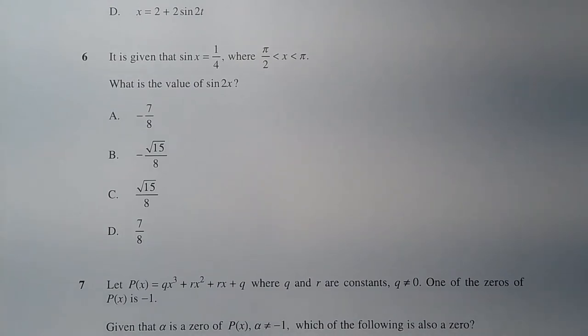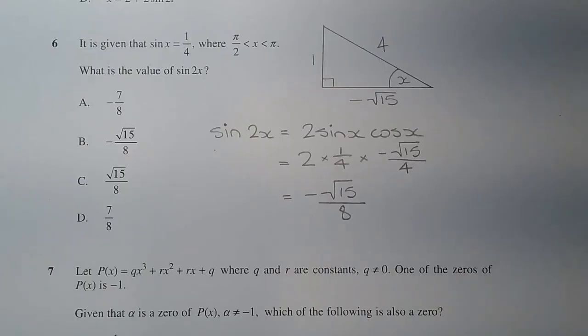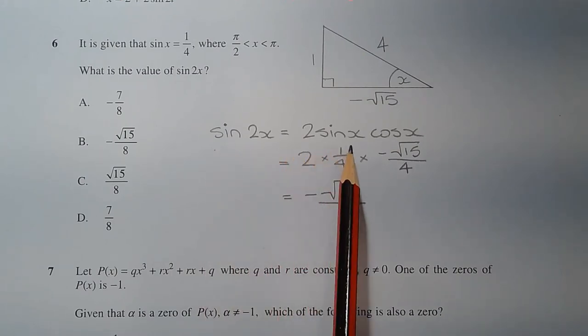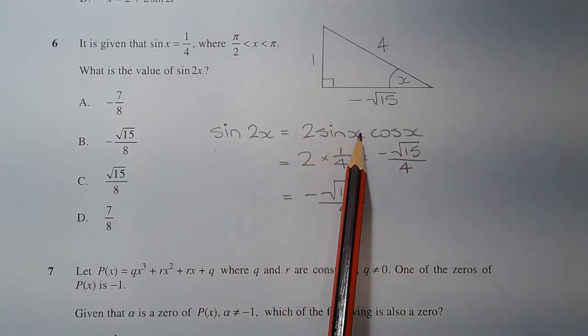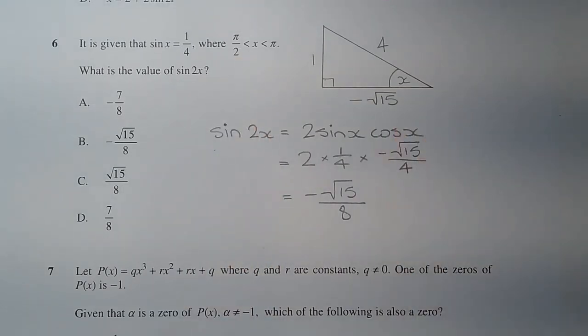Question 6. It is given that sine x equals 1 over 4, where x is greater than pi over 2 and less than pi. What is the value of sine 2x? By applying a double angle expansion, we have sine 2x is equal to 2 sine x cos x. Now sine x is equal to 1 over 4, but x is obtuse, which means cos x will be negative.